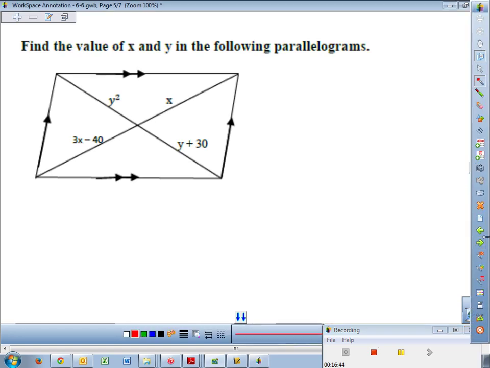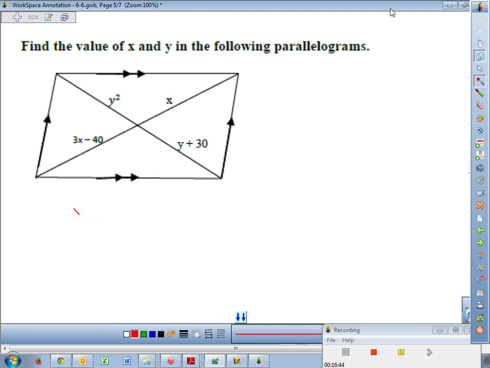Find the value of x and y in the following parallelograms. Are these parallelograms? Of course they are. They told us so, and it's even marked in this particular problem. Right? What do I want to find first, x or y? Let's set up an equation to solve for x. Help me. What do you got?